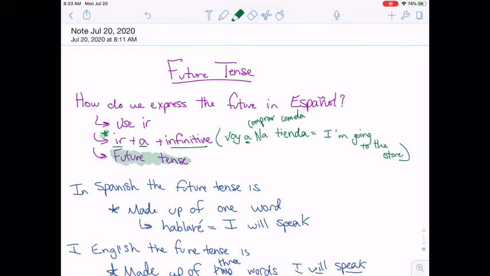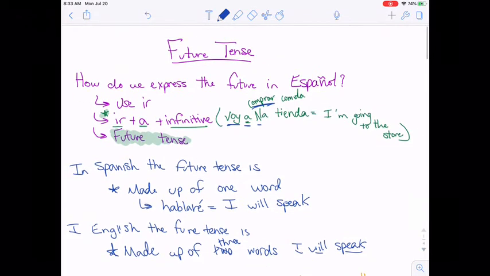Okay? An example of ir plus a plus infinitive is, remember, we have voy plus a plus the infinitive comprar, or we could say ir. We could use any infinitive right there that we want to be able to express the future tense.